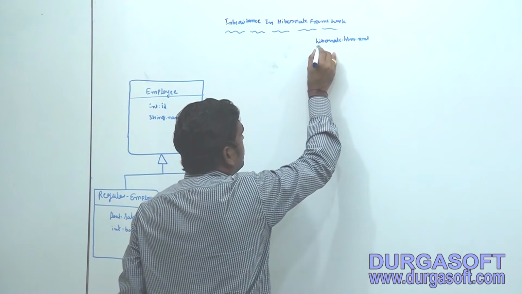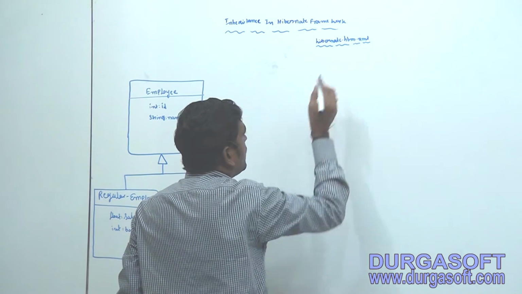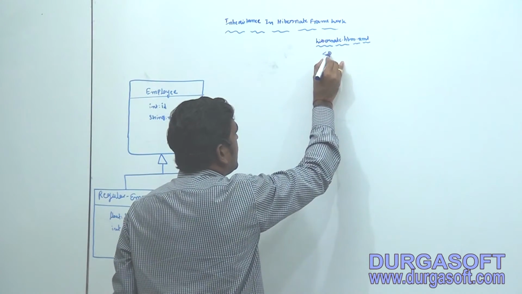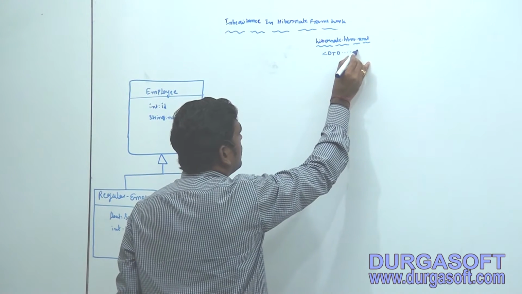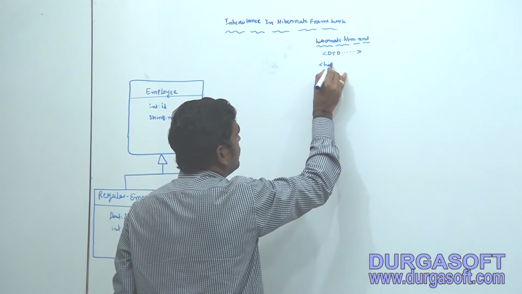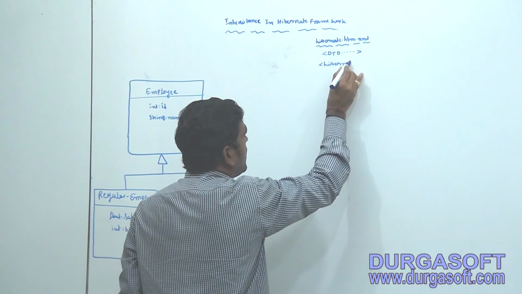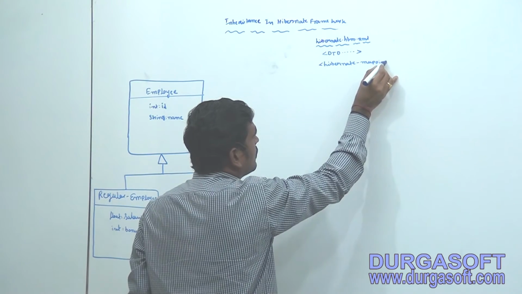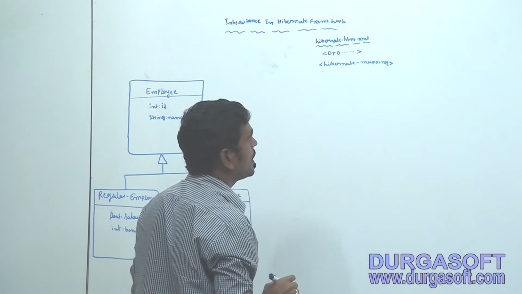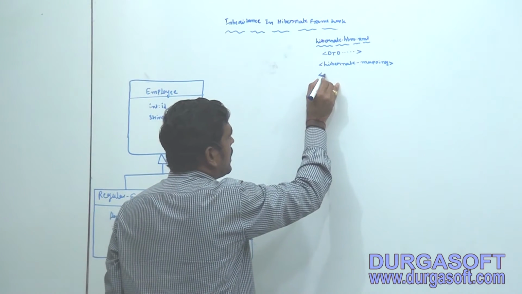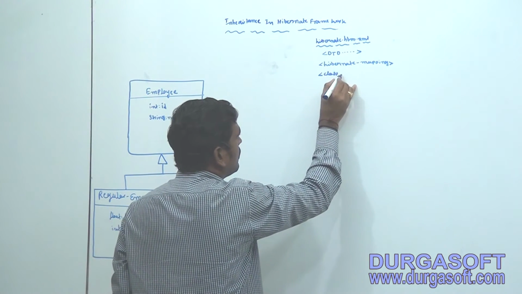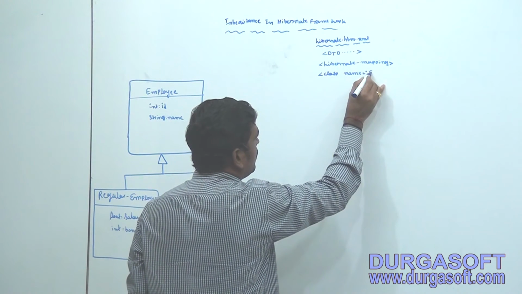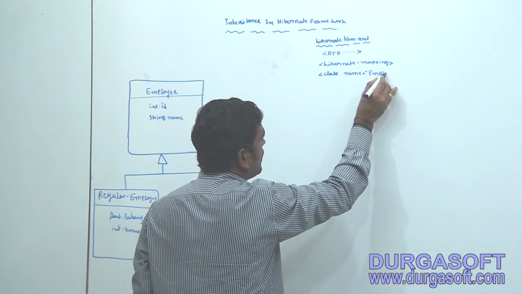Hibernate.hbm.xml. Under that, first of all, we have to take the DTD. The next, Hibernate mapping. The next, class name is equal to employee.